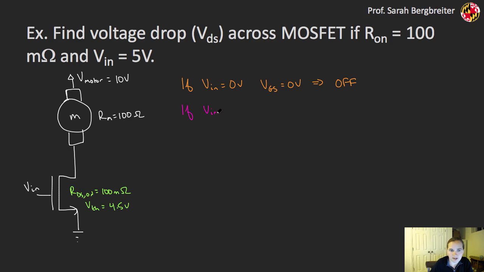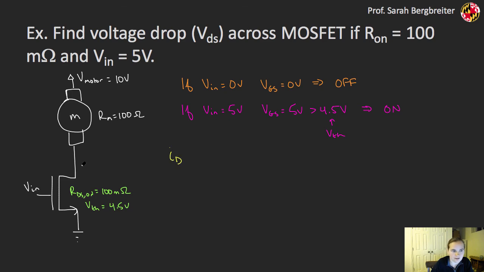If I set my input voltage to 5 volts, then my VGS is going to be 5 volts. That is greater than 4.5 volts, which is my threshold voltage. So now my transistor is going to be on, which means that I have this drain source resistance also on. And so I can calculate the drain current that I get, and therefore the voltage drop I'd ultimately get across this resistor. So let's calculate the drain current first.